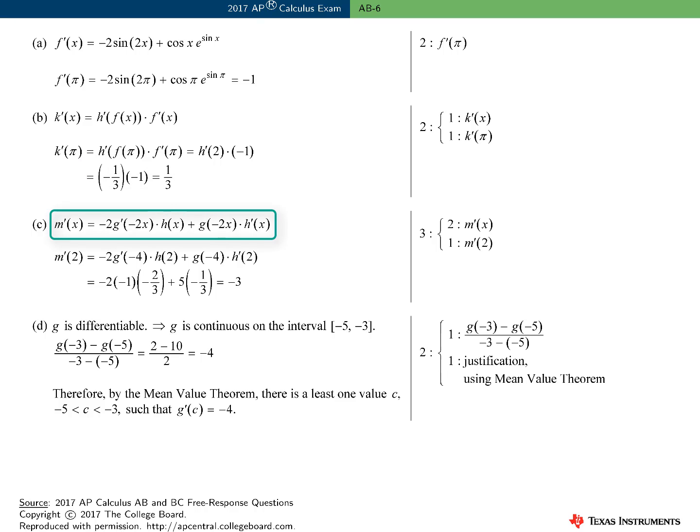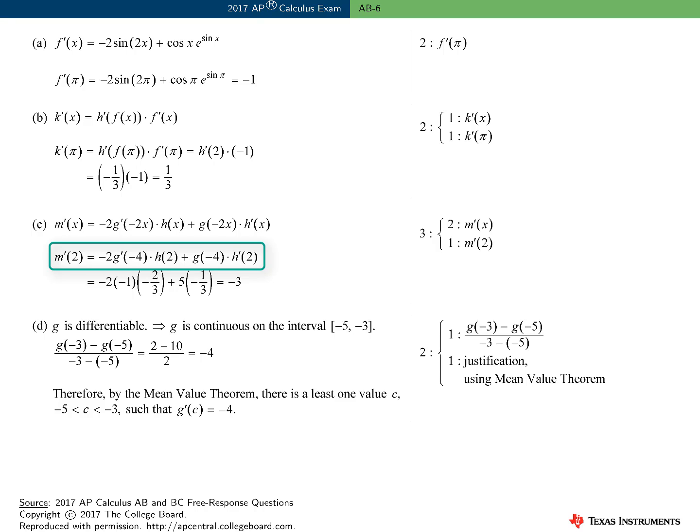Part C was worth 3 points, and the solution presented starts by finding m prime of x. And to do this, we'll need to use the product rule and the chain rule. Then we'll evaluate m prime at 2.